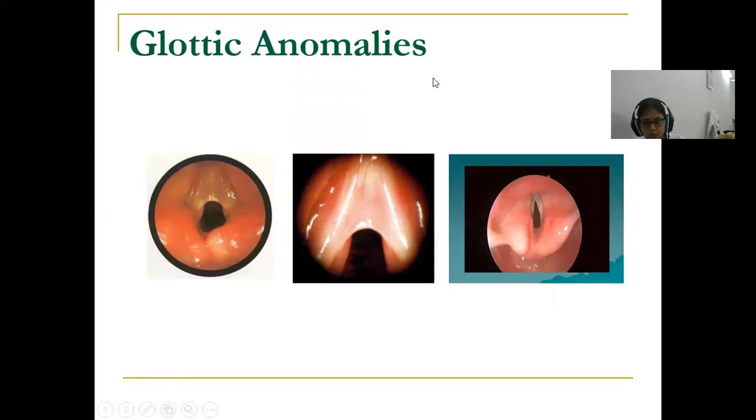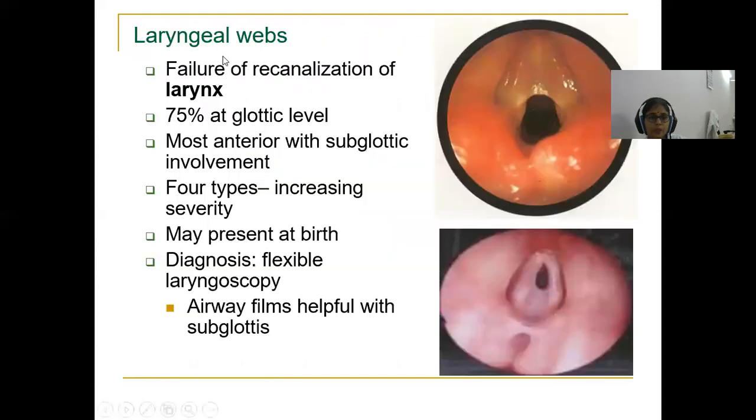Coming to the glottic anomalies, the most common glottic anomaly is the glottic web. Okay, these are webs. Laryngeal webs are because of failure of recanalization of the larynx. So 75% of the glottic webs are located anteriorly with subglottic involvement. You have 4 types of laryngeal webs with increasing severity.